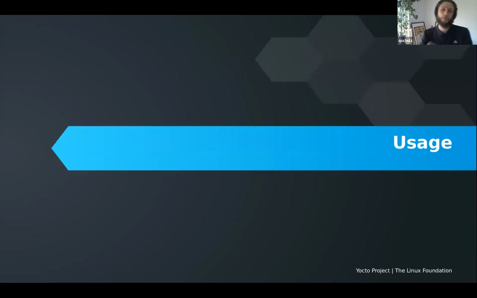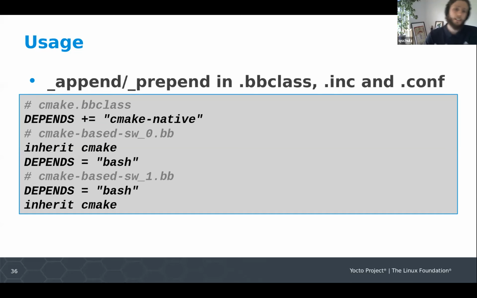All right, so the usage, very quickly, in my opinion, would be to use _append and _prepend in BB classes, include files or configuration files, where you actually expect or want to leave the ability to the user to modify your recipe, modify the variable.